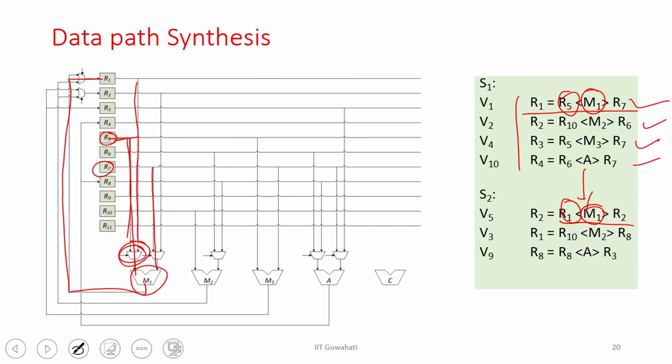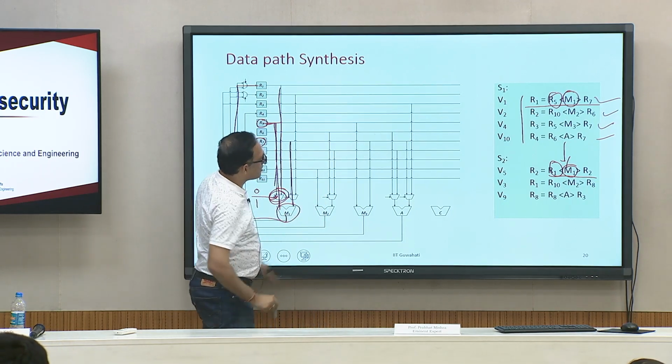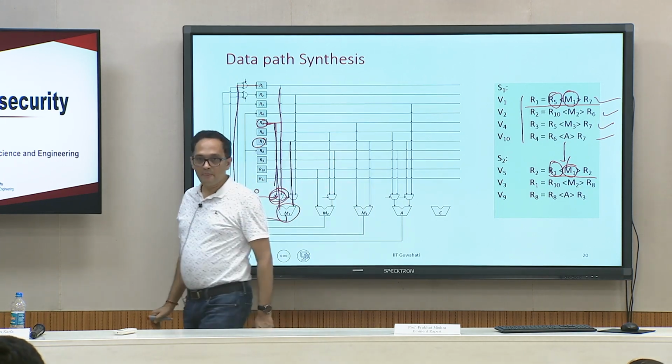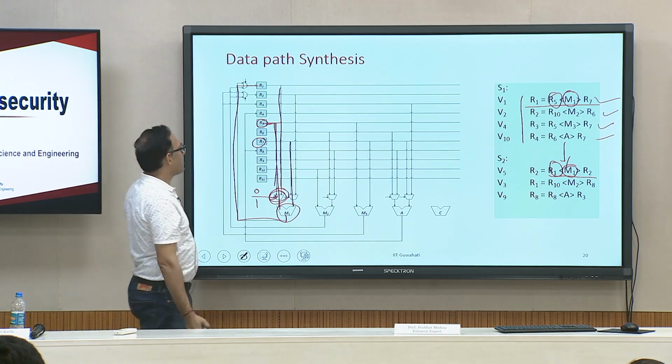So, I add this multiplexer, and there is a control signal here which will be 0 in the first clock and 1 in the second clock. So that in the first clock R5 goes here, and in the second clock R1 goes there. So in the first clock R5 into R7 happens, and similarly in the next clock R1 into R2 happens. Got the idea? This is how you can make the connections and you get your data path.